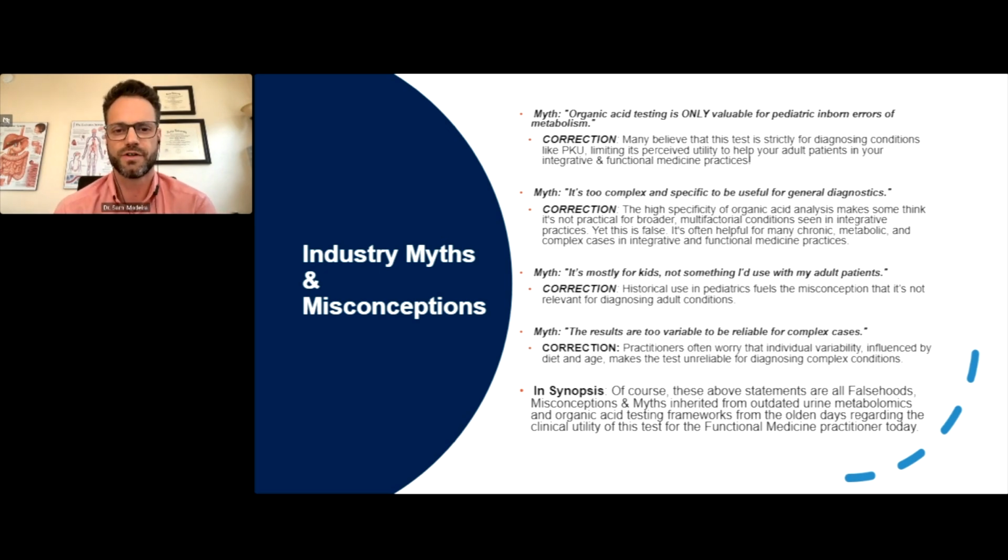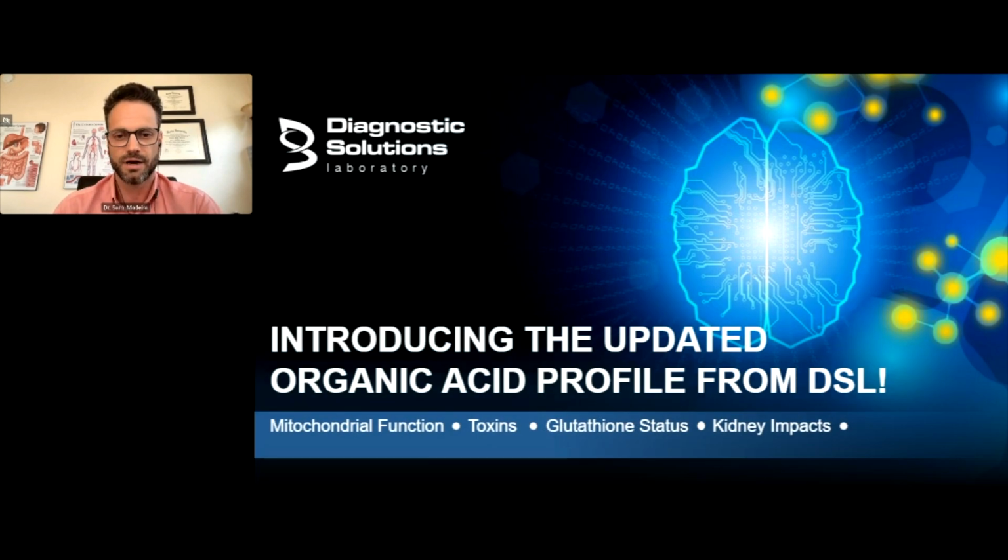So kind of similar to the first myth, it's mostly for kids, not something I'd use with my adult patients. I'd say it can be used for all patients of all ages, and the results are too variable to be reliable for complex cases. I would say actually the opposite. I would say it would be indicated for all complex cases. So essentially, we're going to disregard these old, outdated frameworks and replace them with new ones today and beyond.